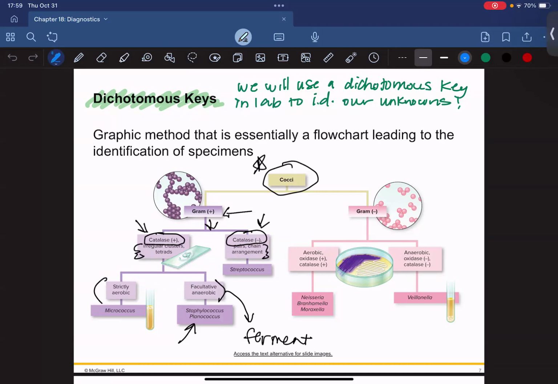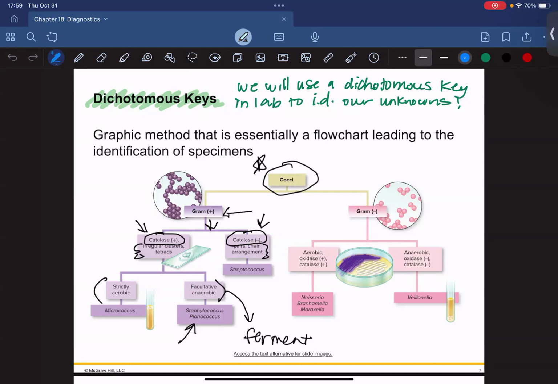Ours will be set up differently than this one. Ours will be set up as gram positive or gram negative. And then based on that, you will follow: did it ferment this? When it fermented this, did it also make gas? If it did, did it also use urea? And all these things, and you'll follow your little pathways along to determine what your organism is. The same thing as what this is looking at.